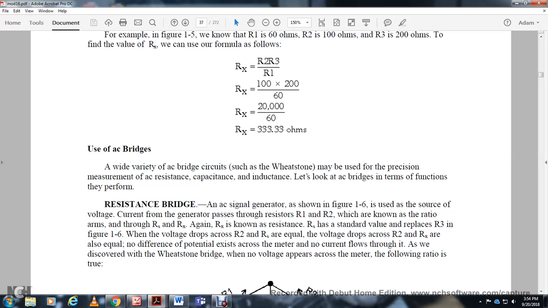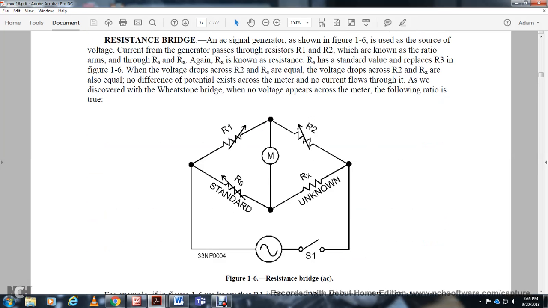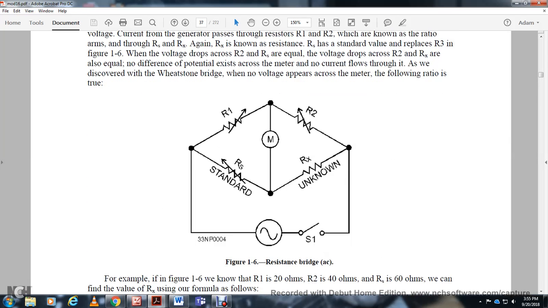The voltage drop across resistor 1 and resistor S are equal. The voltage drop across resistor 2 and resistor X are equal, and also equal to no potential difference across the meter, with no current flowing through it. As we discovered with the Wheatstone bridge, with no voltage appearing across the meter, the ratio is true. Figure 16 shows the resistance bridge with AC. The resistor S is known, an adjustable rheostat, and resistor X is unknown.